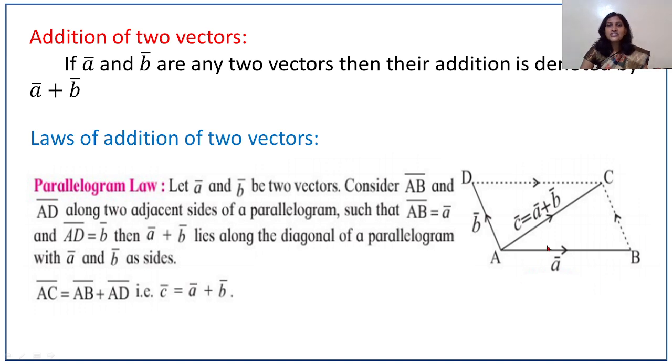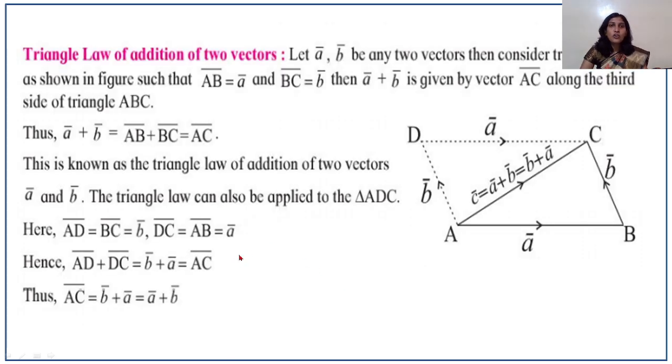These two are adjacent sides of a parallelogram. If these two are adjacent sides of the parallelogram, then what is its diagonal? Its diagonal becomes a bar plus b bar. This is called the parallelogram law. If a bar and b bar are adjacent sides of the parallelogram, then the diagonal is a bar plus b bar. Then next law is the triangle law of addition. This is also very simple.